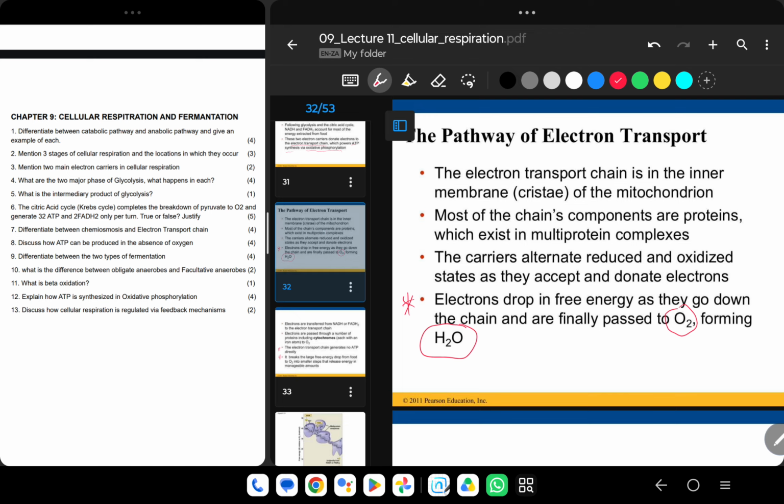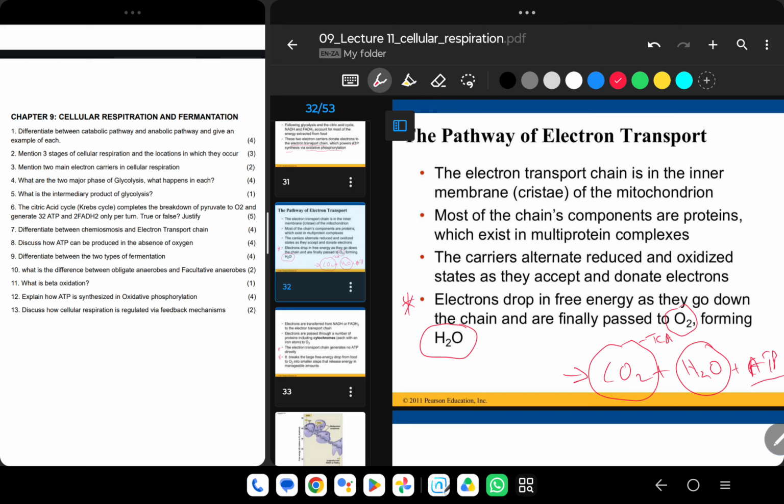Remember the equation of cellular respiration. There must be production of carbon dioxide plus H2O plus energy in the form of ATP, right? So H2O gets formed where? In the electron transport chain. Where does carbon dioxide get formed? In the citric acid cycle, which is also called the TCA or Krebs cycle.